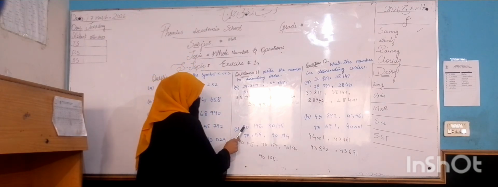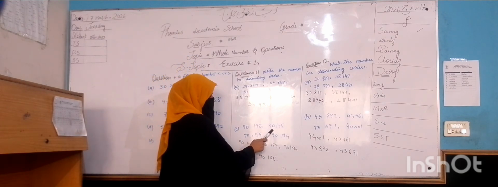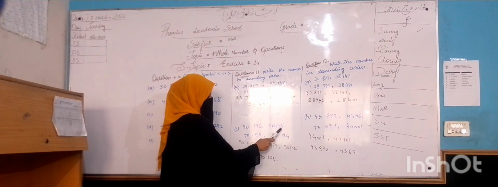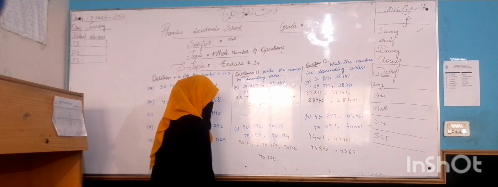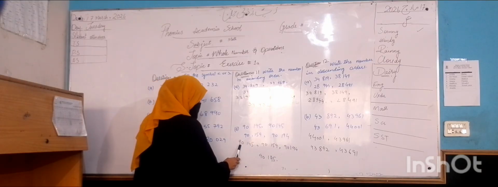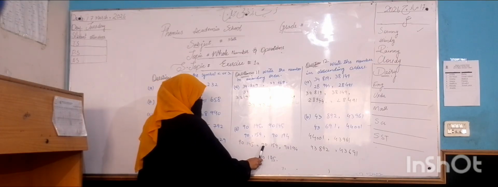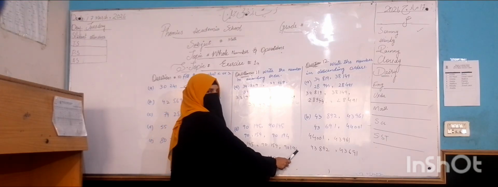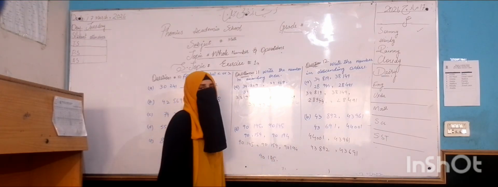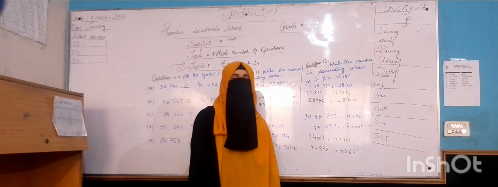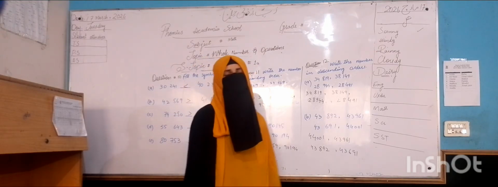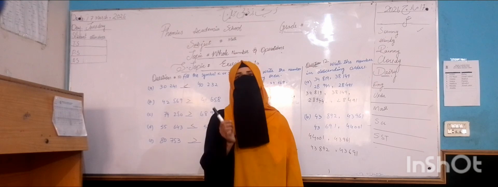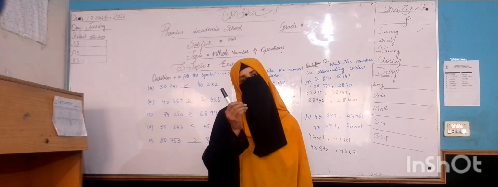Then 19,195, 19,145, 19,159 and 19,194. So the smallest value is 19,145, then 19,159, then 19,194, and the last, greatest value is 90,195. So remember that when you write ascending order, you always go sequentially from smallest to greatest value.